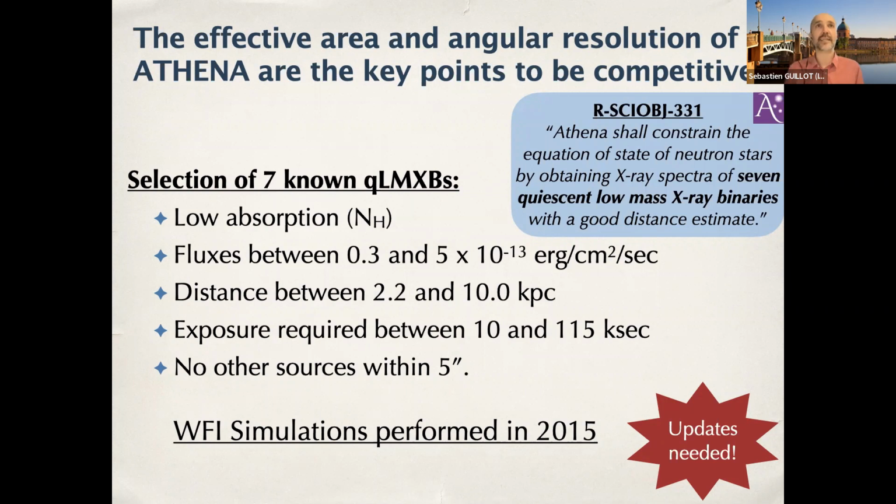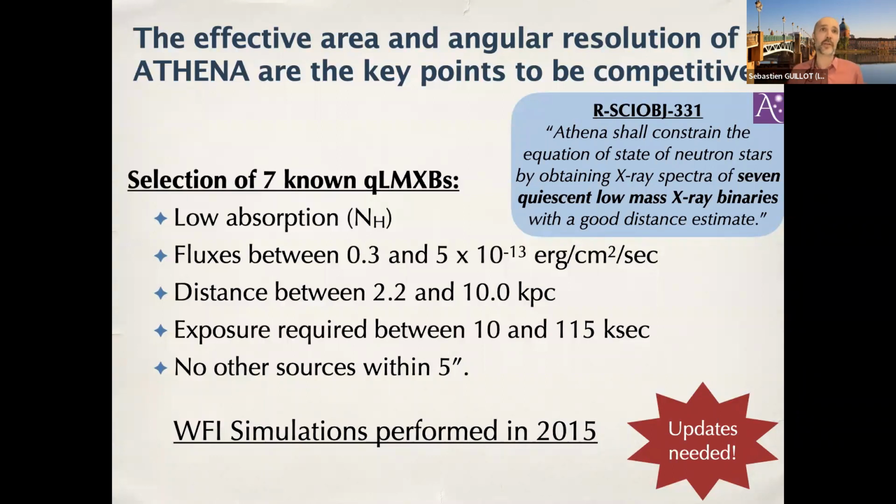At the time, I had selected 7 quiescent low-mass X-ray binaries for their low absorption. They had fluxes between 0.3 and 5 × 10⁻¹³. The distances of the clusters were between 2 and 10 kiloparsecs. And I selected them based on the criterion that there was no other X-ray source within 5 arcseconds, and this was for Athena's angular resolution at the time.